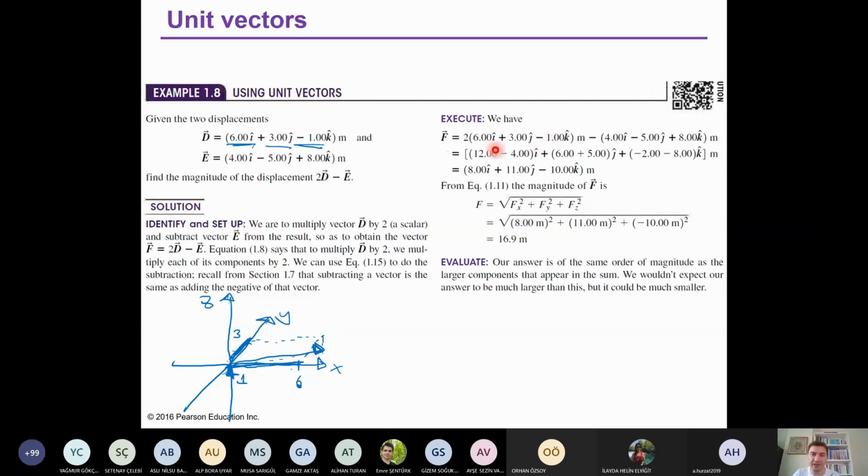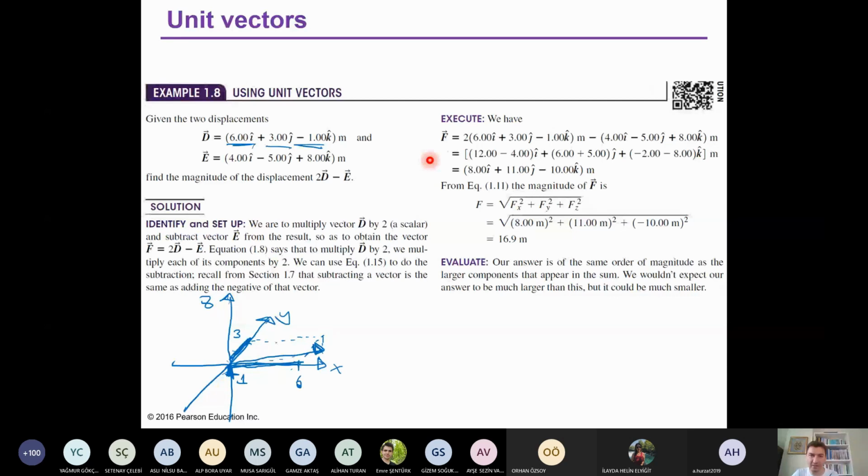And then here what we have: i, j, k, i, j, k. Add these i's to each other, add these j's to each other, and add these k's to each other. Finally, you will have this resultant vector, total displacement f, as within the question. So now f is given by 8i plus 11j minus 10k meter.